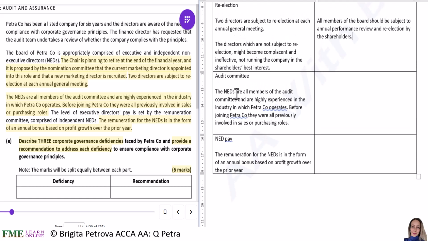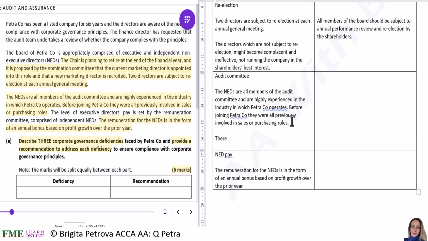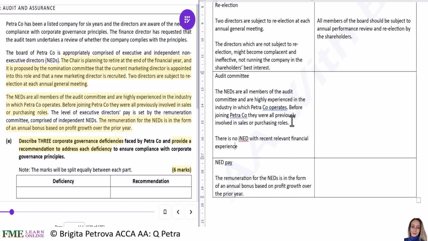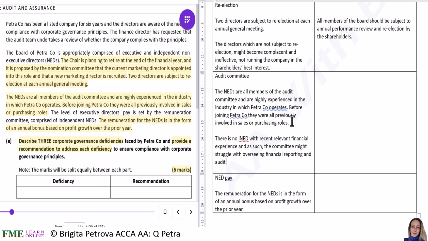I don't know, how about the audit committee, yeah? So we can say here, there is no INED, independent non-executive director, with recent relevant financial experience, and as such, the committee might struggle with overseeing financial reporting and audit work.